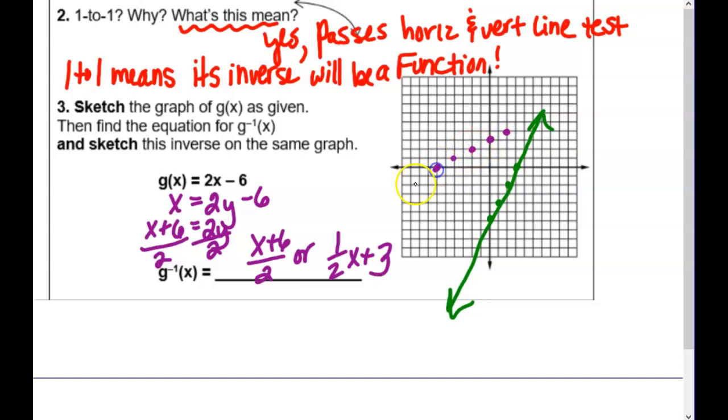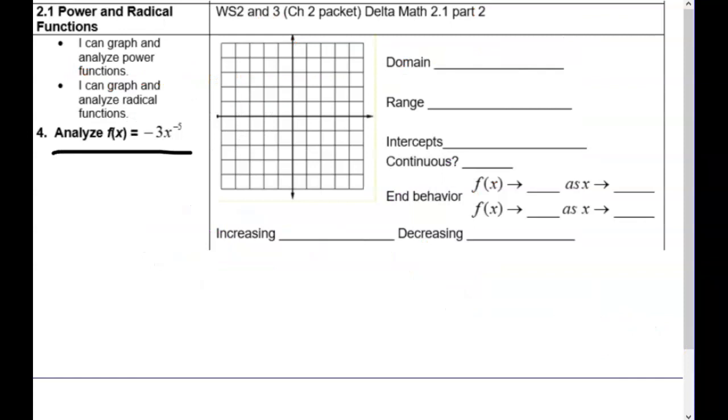Or you can go backwards. It should, like this one, cross here at 3 and down here at -6. This one crossed at -6 and here at 3. It should look like they reflected across the line y equals x. Questions? Did I get any of that? All right, so that's one standard, the 1.7.